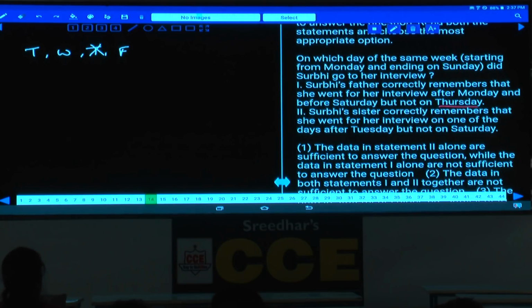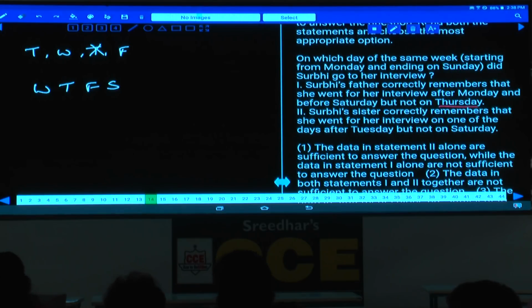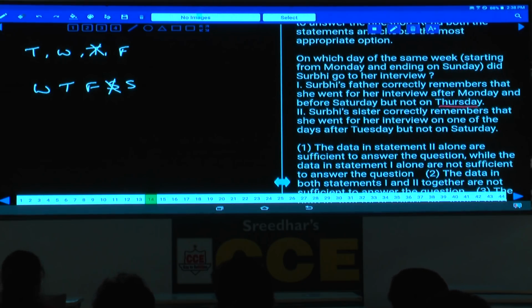Surabhi's sister correctly remembers that she went for her interview on one of the days after Tuesday but not on Saturday. After Tuesday, it could be Wednesday, Thursday, Friday, Saturday, isn't it? But not on Saturday. Starting from Monday and ending on Sunday, there is Saturday and Sunday too. But Saturday is ruled out, isn't it? Hence, with the help of condition number 2, how many days are we getting here? Wednesday, Thursday, Friday or Saturday, isn't it?